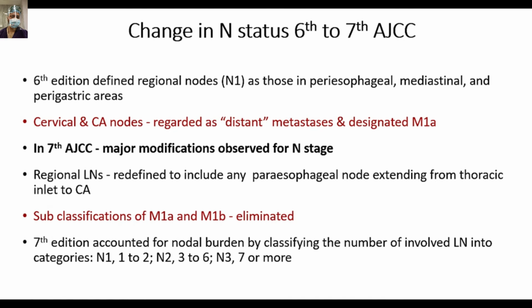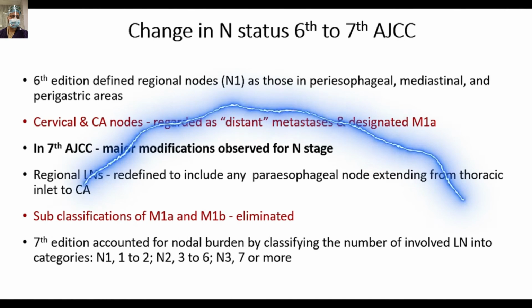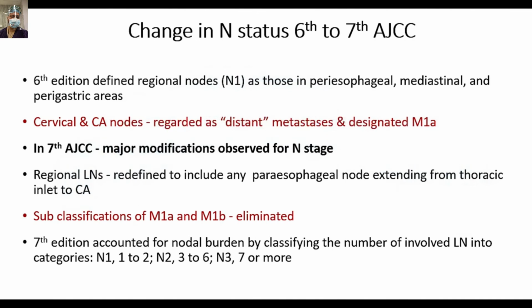status. In AJCC 7, there was a major modification. The regional lymph nodes were redefined to include any periesophageal node extending from the thoracic inlet to the celiac axis. Subclassification of M1a and M1b is eliminated. Again, it is important to remember this change. The 7th edition accounted for nodal burden by classifying the number of involved lymph nodes into category N1, that is 1 to 2, N2, 3 to 6, and N3, that is 7 or more.